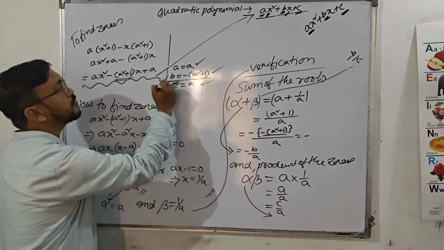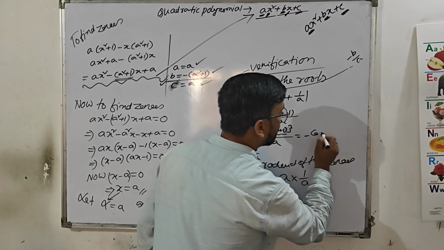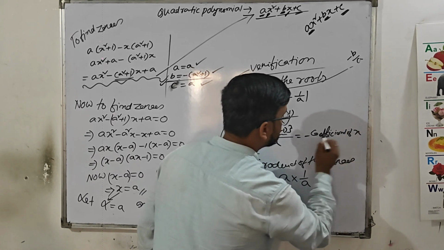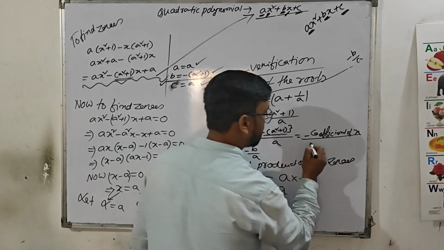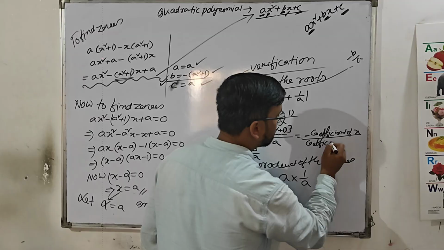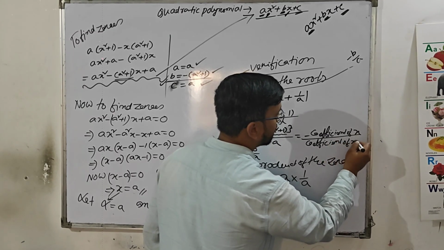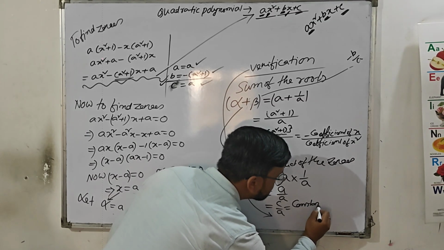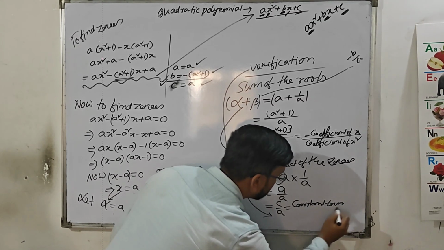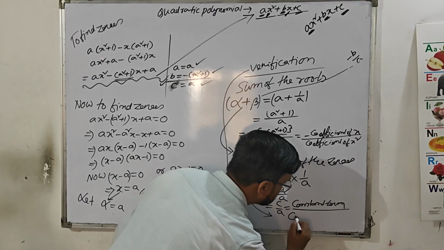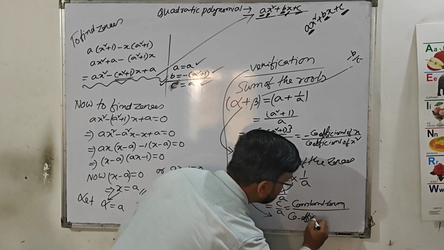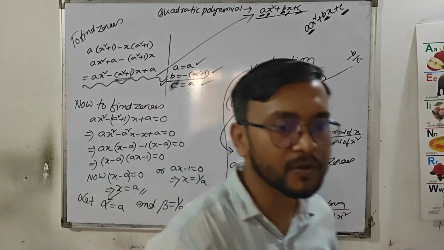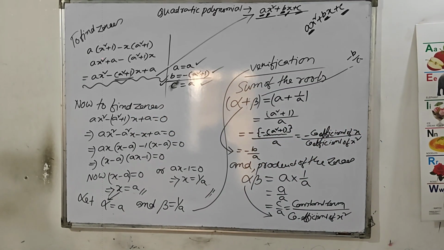this b is also known as coefficient of x, divided by a, which is coefficient of x squared. This c is known as constant term and a is known as coefficient of x squared. So I highly recommend watching the previous three classes.